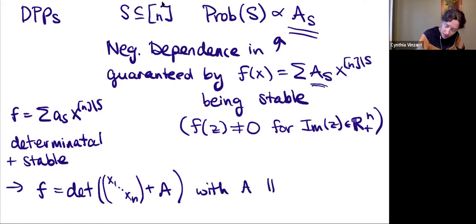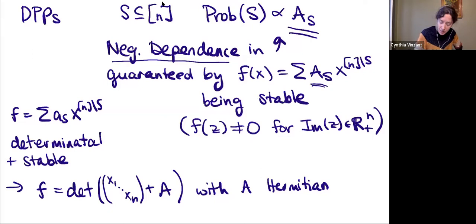With a Hermitian. So if you have a determinantal point process and it has certain properties relating to negative dependence, then you can take the matrix in question to be a Hermitian matrix. So I don't know that exact answer to your question.